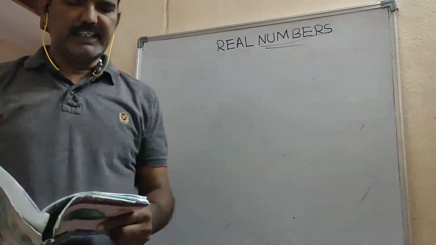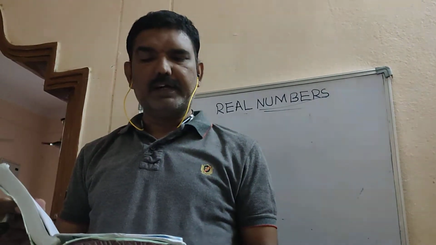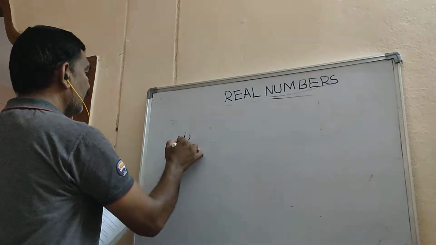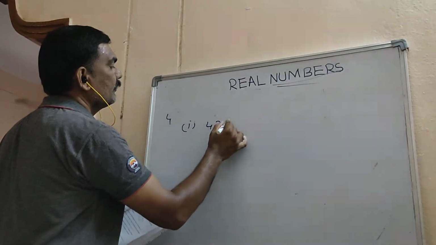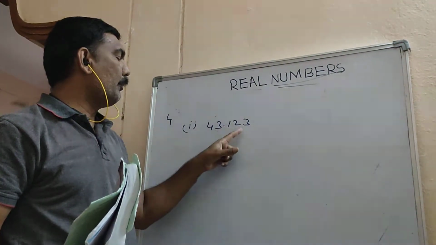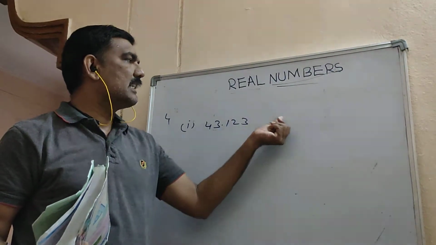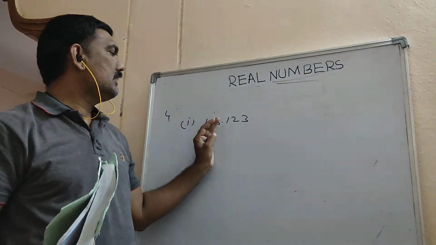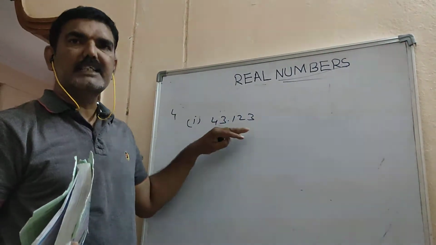The fourth question is, express the following decimals in the form of p by q and write the prime factors. What do you observe? The first question is 43.123. By seeing the decimal, we can say that after the point 3 digits are there. There are no dots, no symbols like etc. It is 43.123, so it is cut off. Since it is cut off, etc. is not there. It is a terminating decimal.